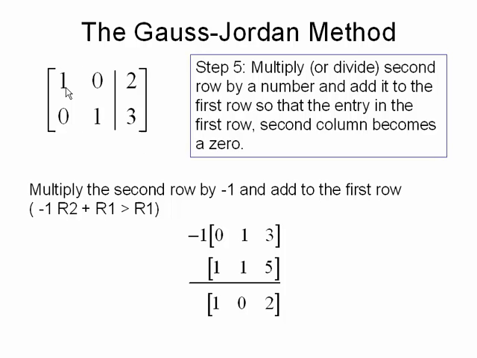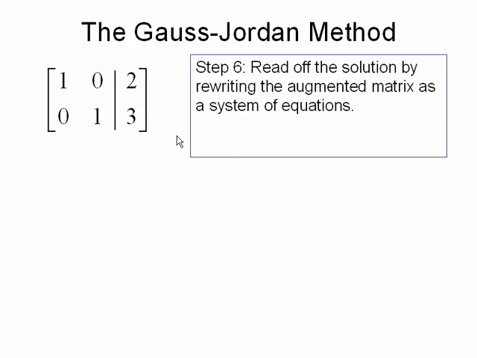And so now what I see is a matrix that's in what we call reduced row echelon form. And we can now just look at this and see what the answers are. Remember that the first column corresponds to the first variable x, so this first row tells me that x is 2. The second row tells me that y is 3, and so now I have my solution, that x is equal to 2 and y is equal to 3.